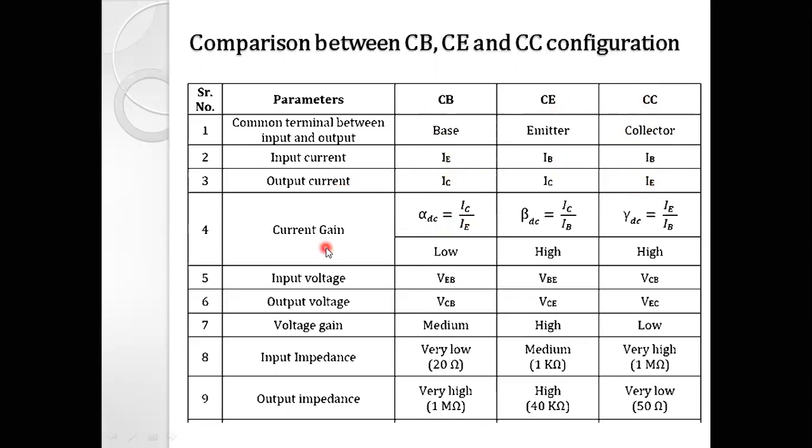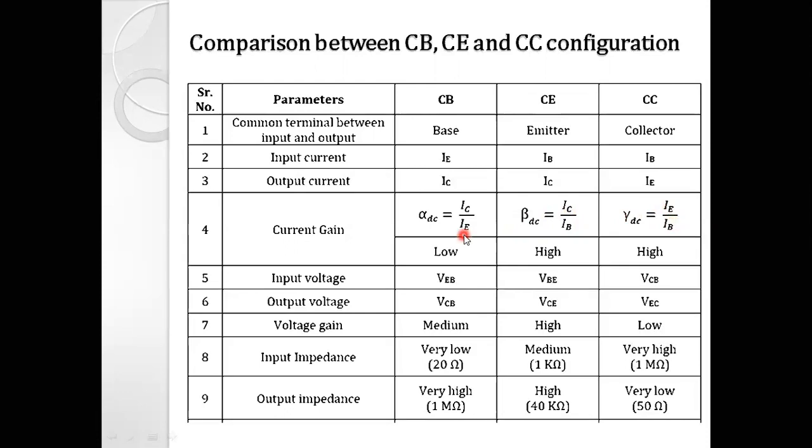What about the current gain? In common base configuration, the current gain is alpha. Common emitter configuration, current gain is beta. And common collector configuration, the current gain is gamma. That is the ratio of output to input current. So in common base configuration, output current is IC because the output terminal is collector, and the input current is IE because the input terminal is emitter. Similarly, for common emitter configuration, output terminal is collector and input terminal is base. And in common collector configuration, output terminal is emitter and the input terminal is base.